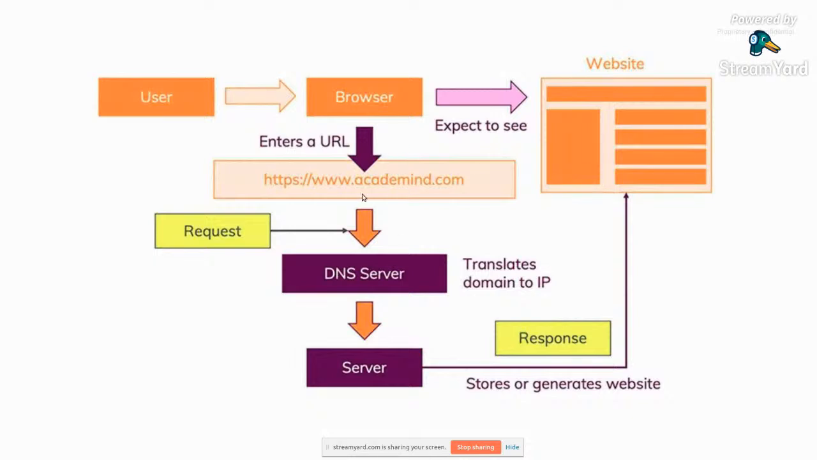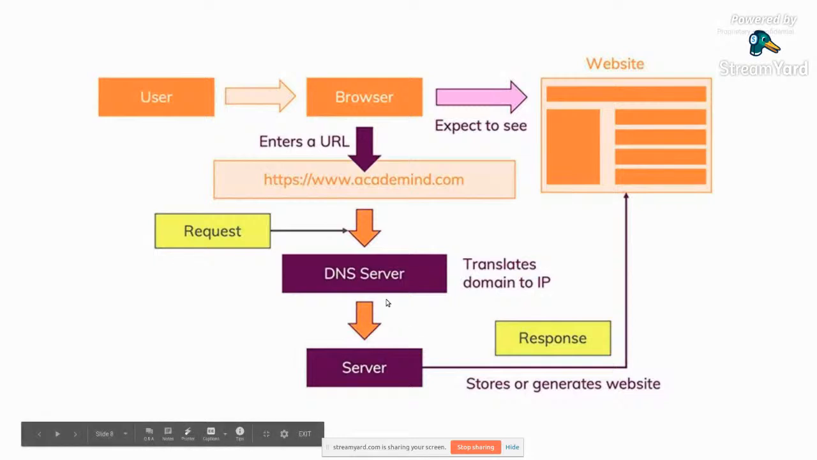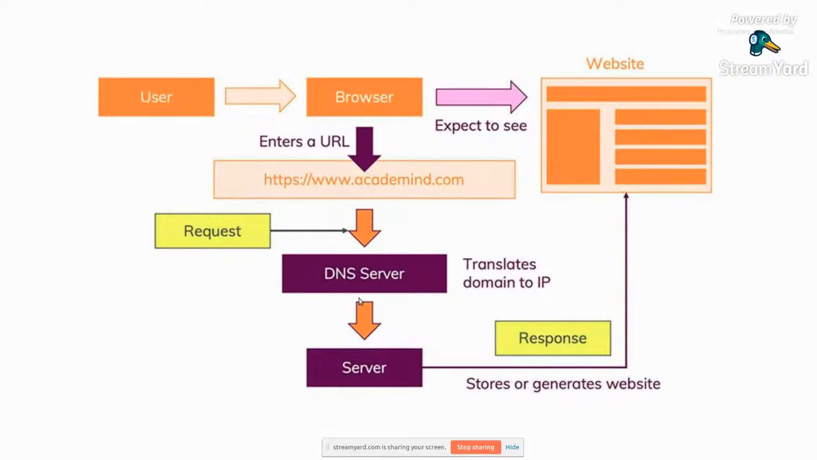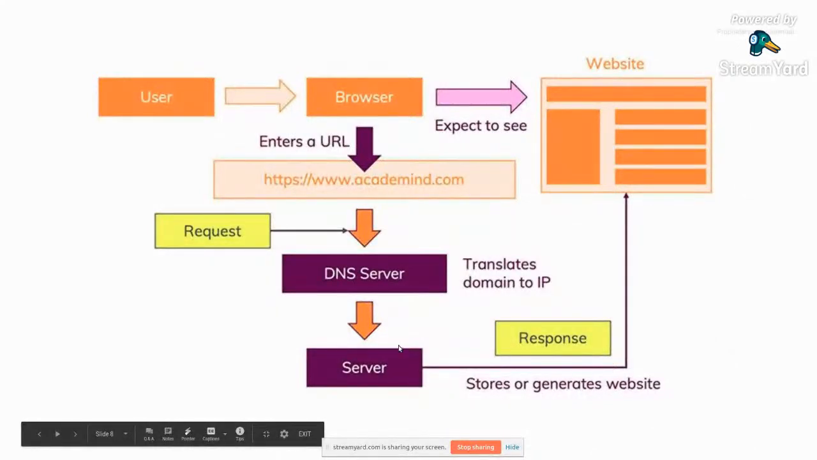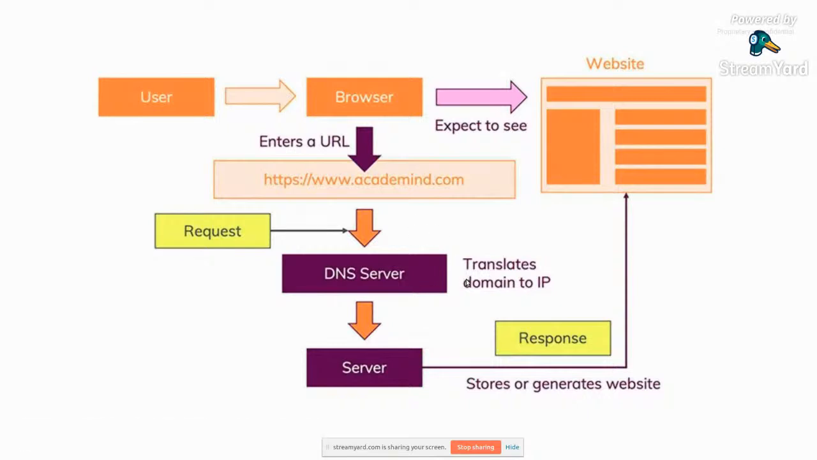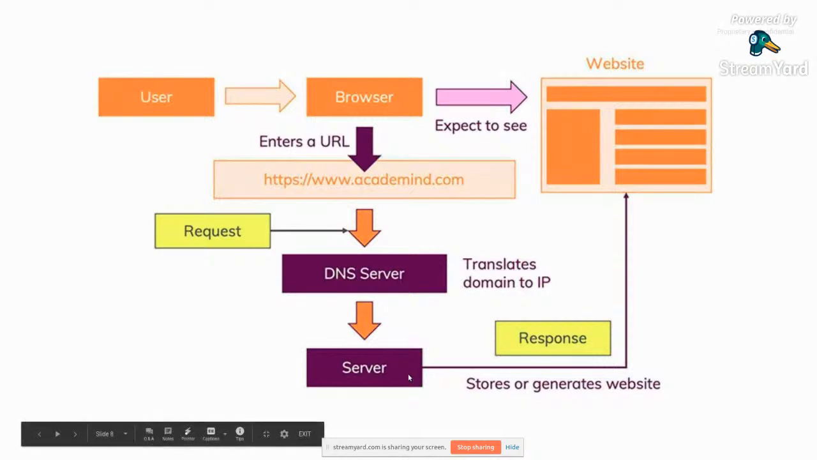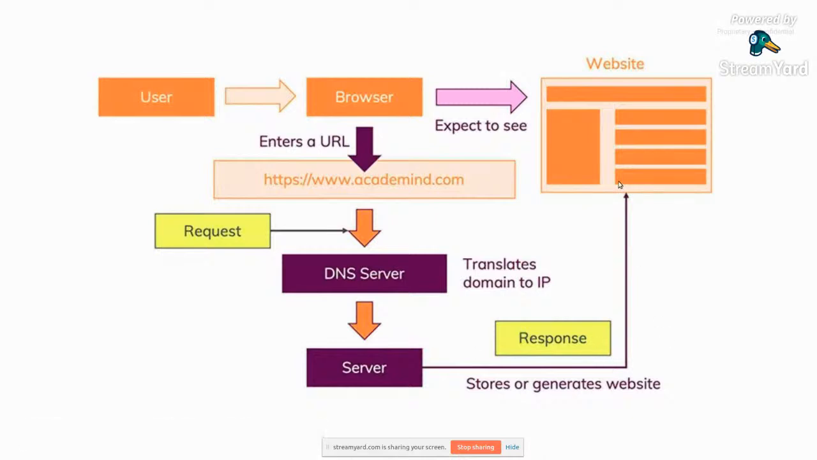When we enter the domain name, the browser contacts the DNS server. That is called the request. The browser requests the DNS server. DNS is the Domain Name System. What DNS does is it translates the domain name to an IP address. DNS is actually a huge dictionary where IP addresses are mapped with domain names. The domain is converted into an IP address, and this IP address is given to the browser, so the browser can make the request to the server. The server generates the website, and that is given as a response.